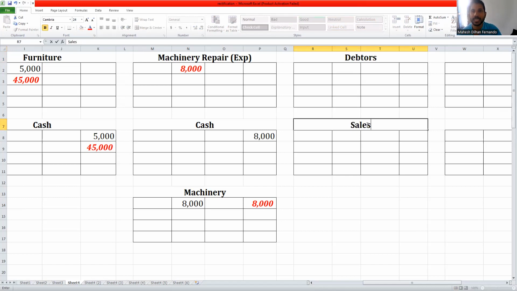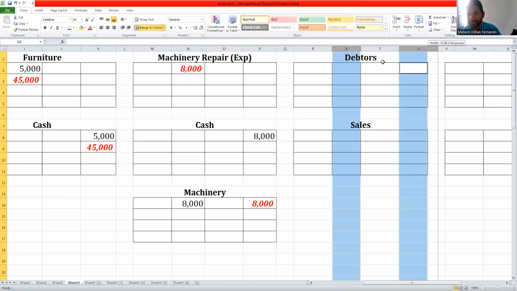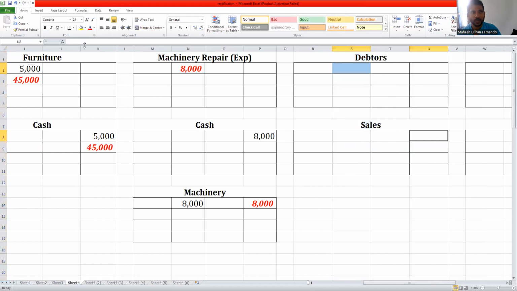It is completely omitted from the books. Therefore, we have no entry in the debtors account and no entry in the sales. Think what we have to do on this occasion. Just record it: debtors debit 24,000, sales credit 24,000. This is how you rectify the third error.